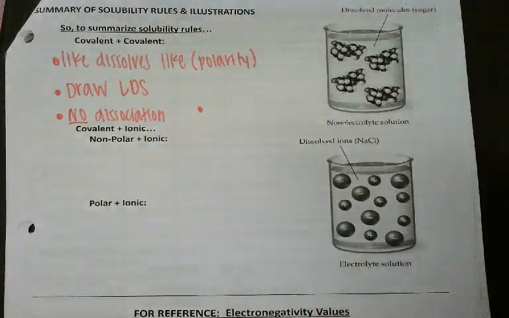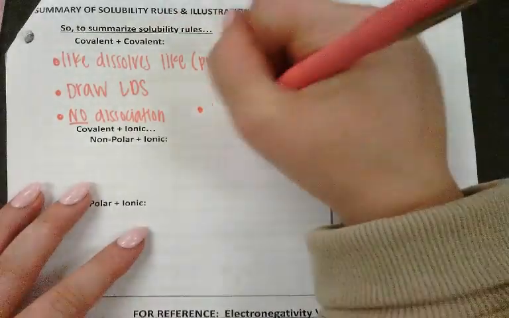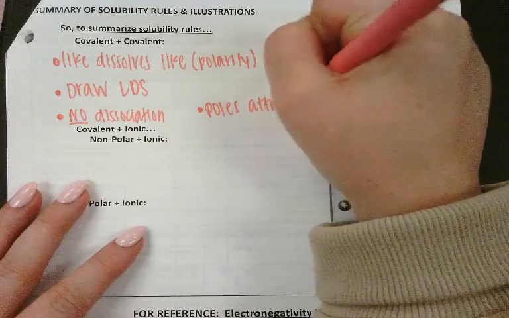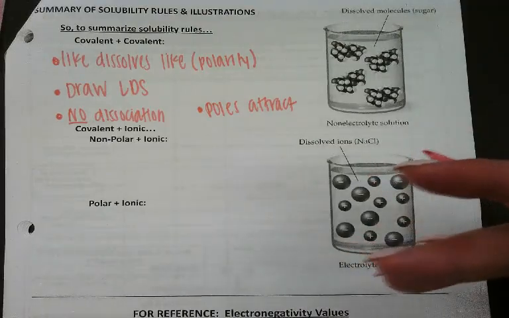And then what attracts each other? It starts with a P. Like more chemistry terms. The poles. Very good. Poles attract. When it says poles attract, it's talking about partial negative poles attract partial positive poles, right? Okay.